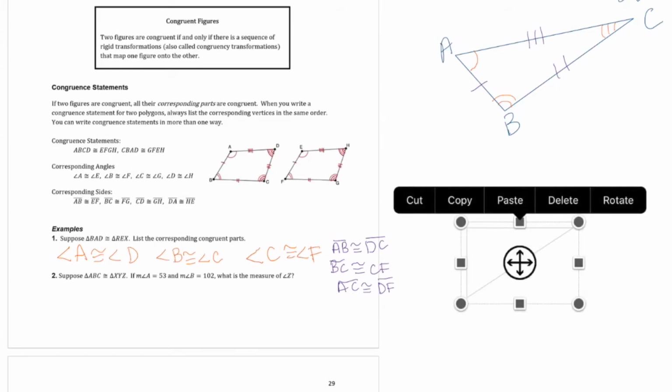In example 2, we have 2 triangles. We have one ABC and we have one XYZ. We're going to go ahead and duplicate those triangles so that they are congruent. And then we are going to label them A, B, and C and X, Y, and Z. Make sure the A and the X are in the same spot, the B and the Y are in the same spot, and the C and the Z are in the same spot.